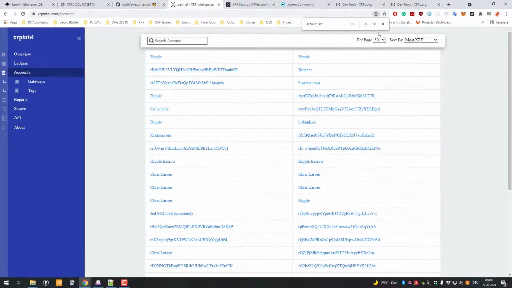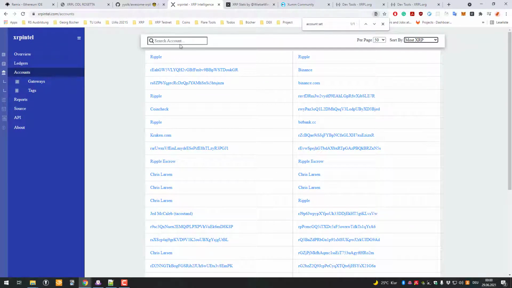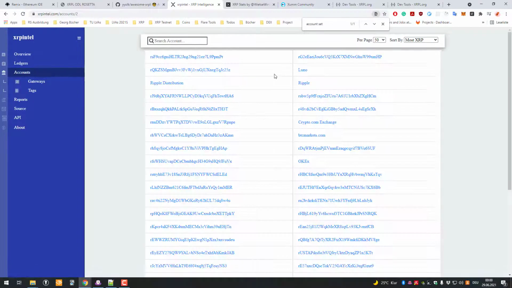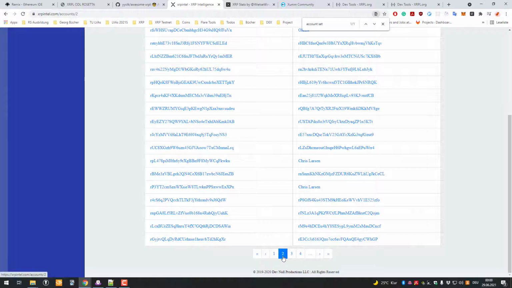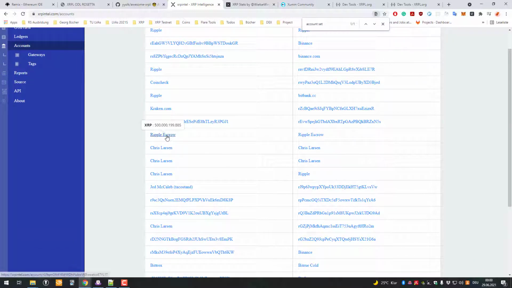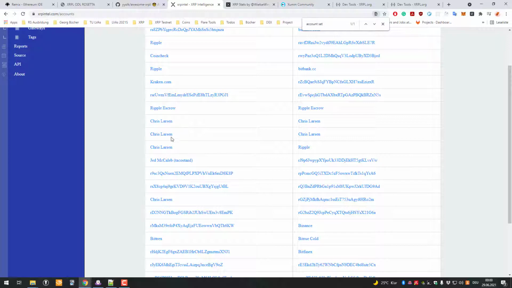This is sorted by most XRP. So there's also a cool tool where you can see who has the most XRP. This is sorted by XRP amount, so you can see everybody who is holding XRP and in which amount. For example, Chris Larsen. We've got Ripple, Binance, a huge stakeholder, Binance again, Ripple, Coincheck, Ripple, Kraken, then Ripple Escrow. Chris Larsen has some accounts.